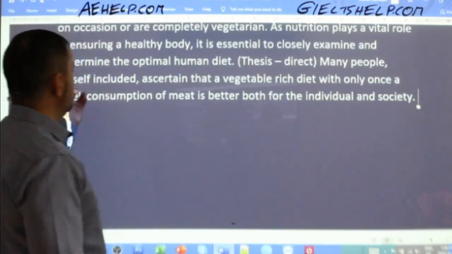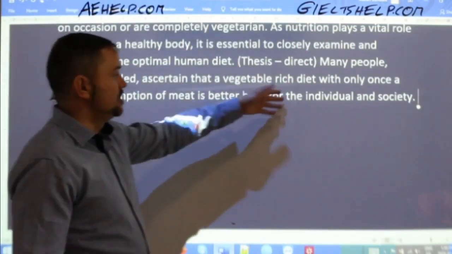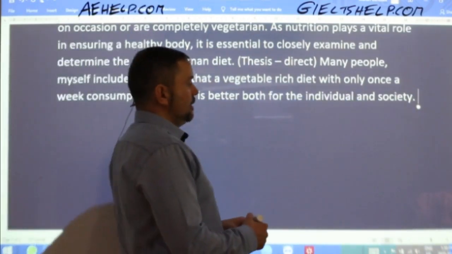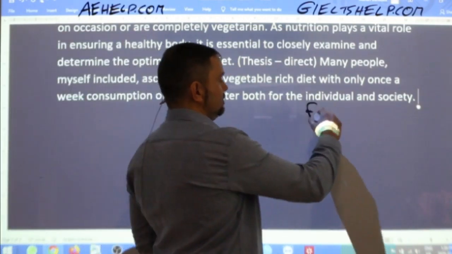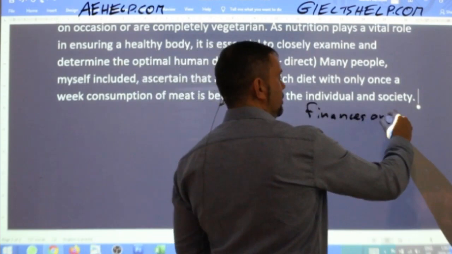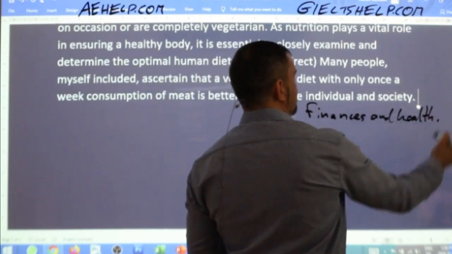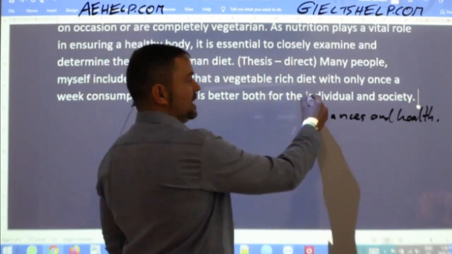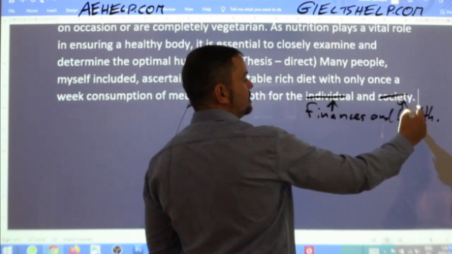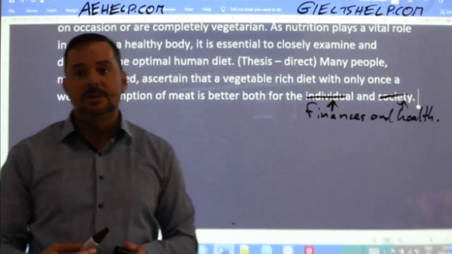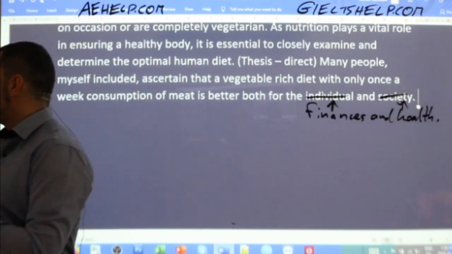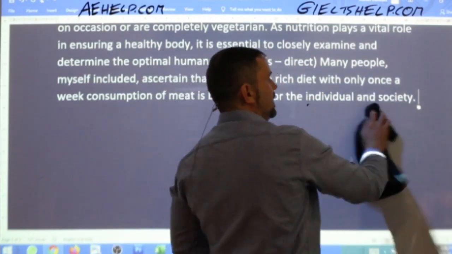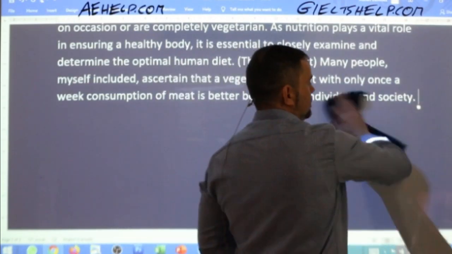You could say many people, myself included, ascertain that a vegetable-rich diet with only once a week consumption of meat is better both for finances and health. Okay, so I'm doing a very simple paraphrase of your concept here for Ferdows by replacing these with these. You could do that. So if you want to try that for homework and then send it to me, by all means. Okay, you can do that. But for now, for this class, we're going to focus on individual and society. Okay.